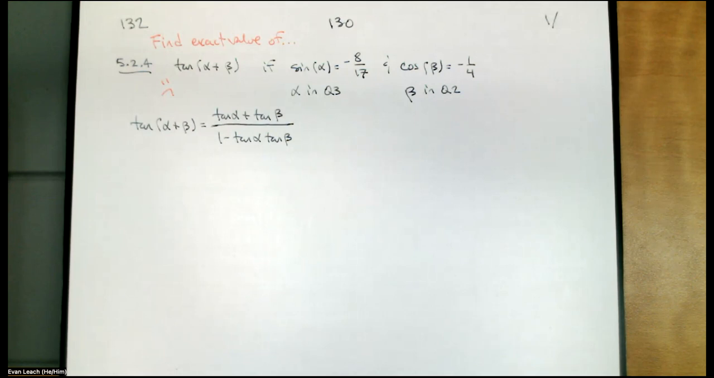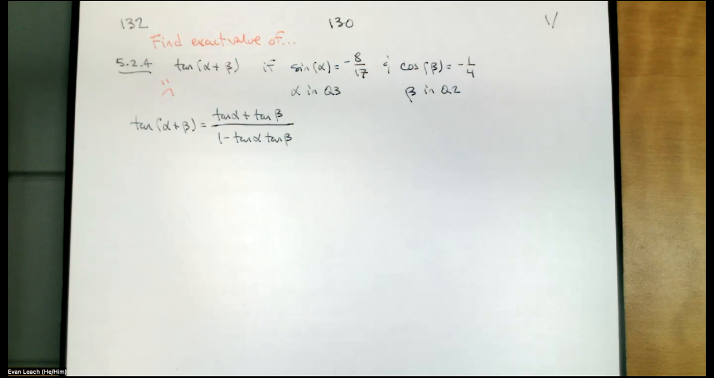We're told that sine of alpha is -8/17, and that alpha is in quadrant 3. Okay, that makes sense. Sine is negative, that means we're in quadrant 3 or 4. And so we're being told that it's quadrant 3. We had a choice of 2, they got to tell us which one it is. And then cosine of beta is -1/4, so beta is in quadrant 2. And we want the exact value of tangent of alpha plus beta.